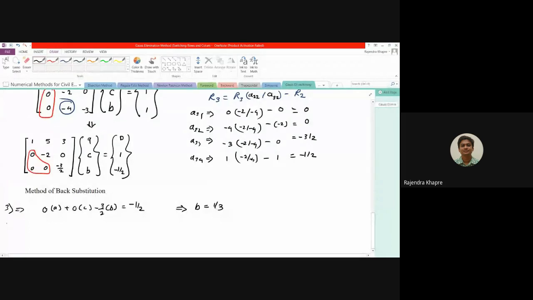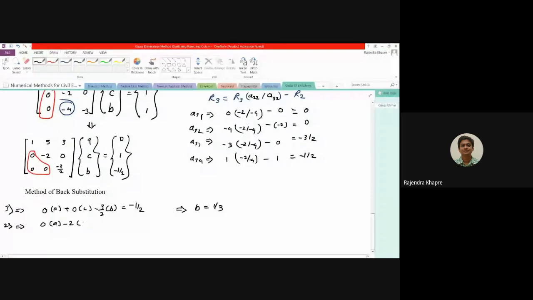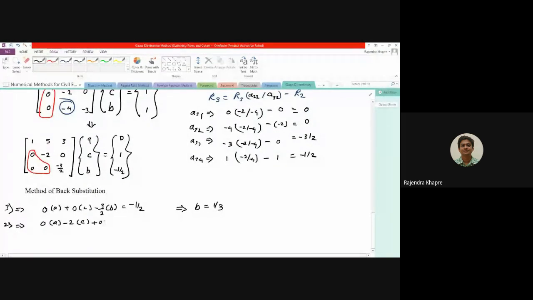Now if I go with the second row, the second row is 0 into a minus 2 into c plus 0 into b, and this is going to give you the value of 1, out of which we have already calculated the value of b. The value of b over here is 1 by 3. So this is going to give me the value of c. How much is this? Minus 1 by 2.